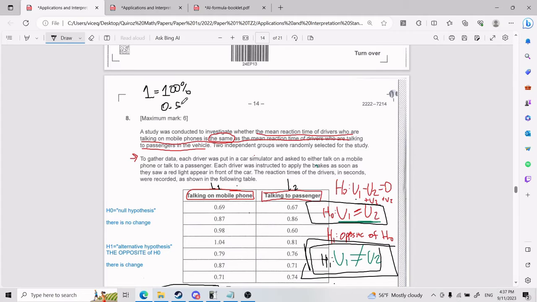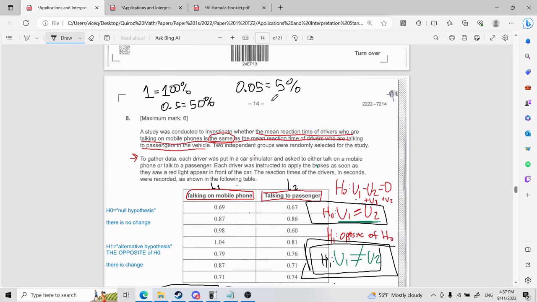0.5 is 50%. And 0.05, how much might it be? 5%. All right, you remember those three, and you can figure out any number or any decimal as a percent.